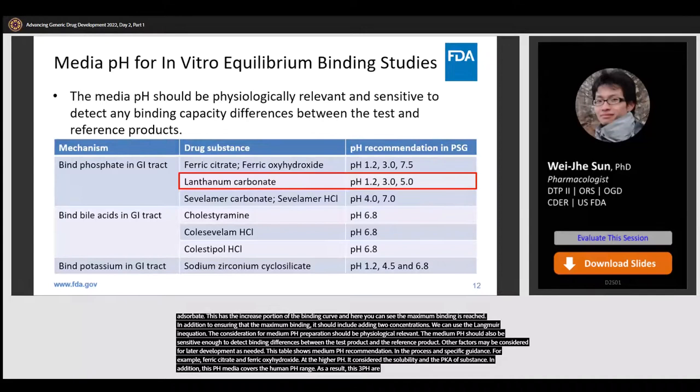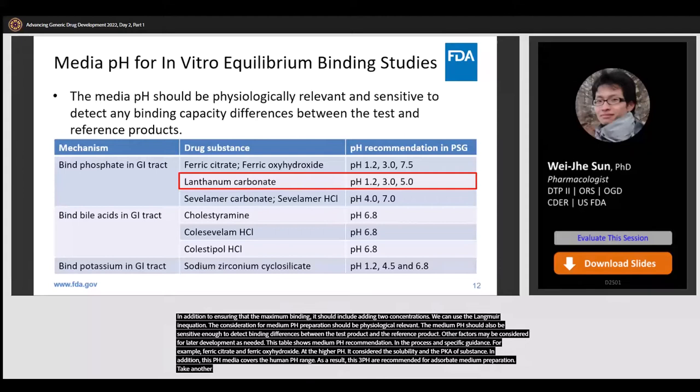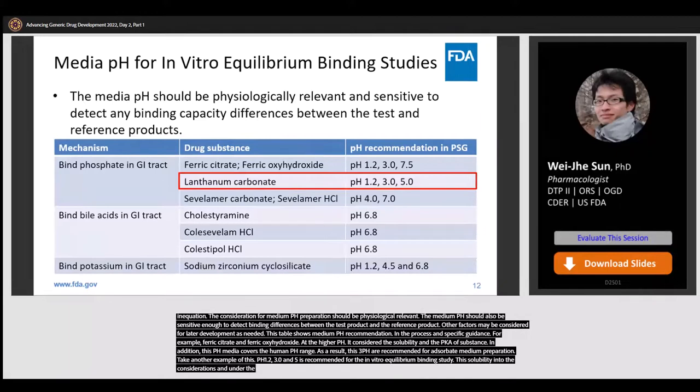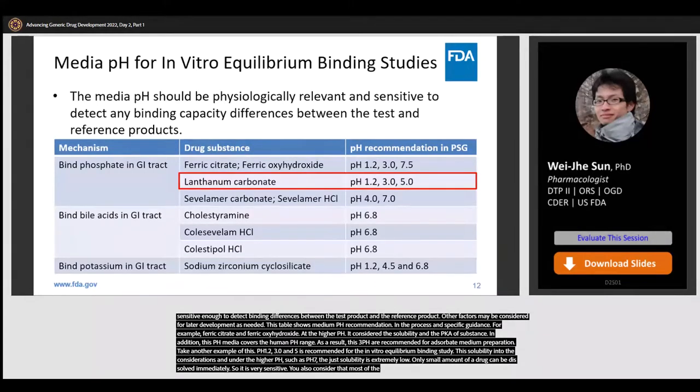Take another example, lanthanum carbonate. pH 1.2, pH 3, and pH 5 are recommended for the in vitro equilibrium binding study. This takes drug solubility into consideration. Under higher pH, such as pH 7, the drug solubility is extremely low. Only a small amount of the drug can be dissolved in the medium, so it is less sensitive. It also considers that most of the dietary phosphate is bound in the upper GI tract, so pH 1.2, pH 3, and pH 5 are recommended.